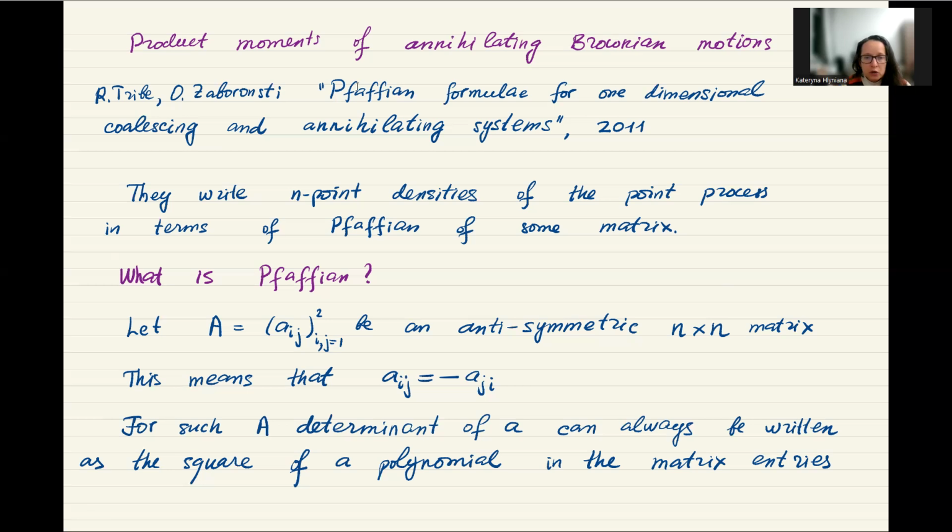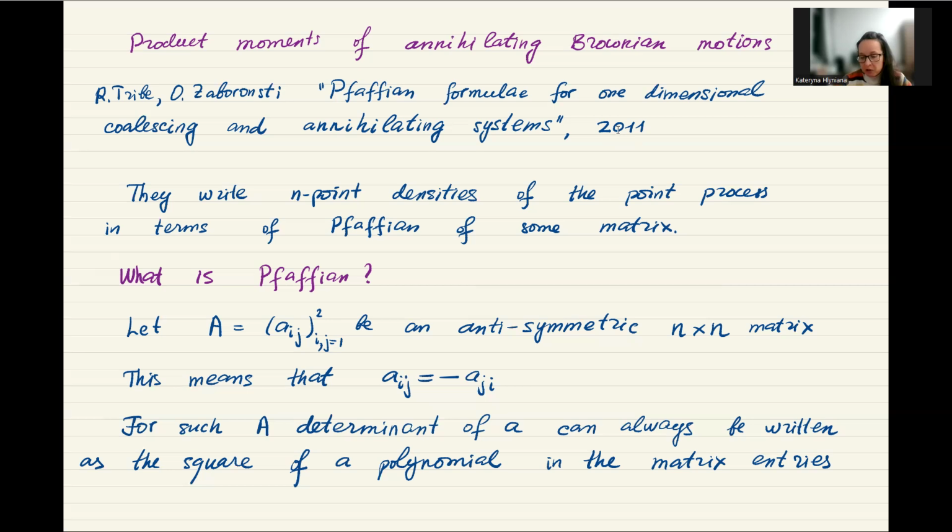Their paper is called the Pfaffian formula for one-dimensional coalescing and annihilating systems. So it's a paper of 2011. It's not so old, and they actually find out the formula for endpoint densities for coalescing systems and for annihilating systems.